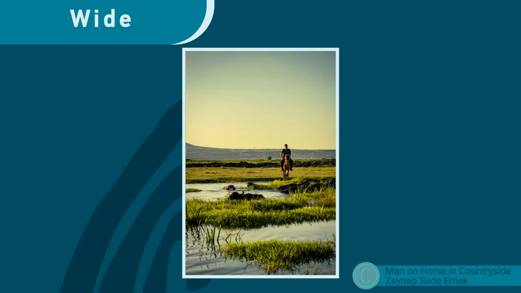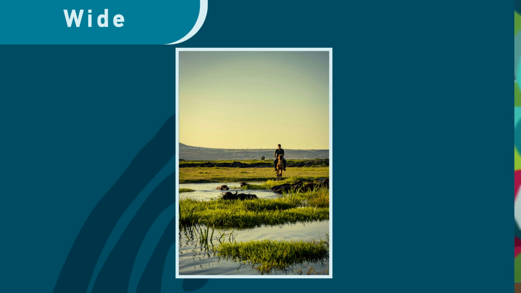Last, we have the wide shot, which places the subject small in the frame. This lets you know a lot about the subject's context. For example, you can understand almost everything about this person's life. He is a rancher. He lives in a rural area. He raises cattle. The buildings in the background tell me that he does not live so remotely.